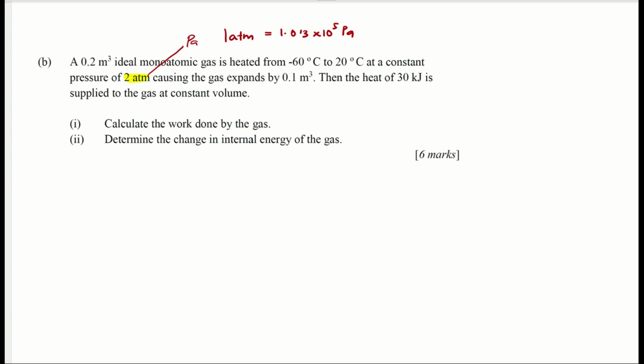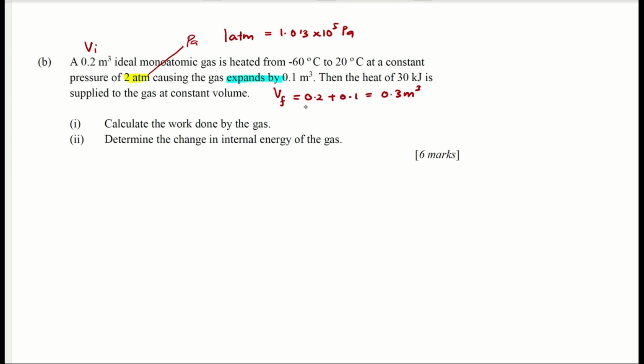Alright. So causing the gas to expand by. So expand by means that, okay, let's say the V initial is 0.2 meter cube. So V final is equal to 0.2 plus 0.1, so it is equal to 0.3 meter cube. Okay, itu maksud dia expand by 0.1 meter cube. Then the heat of 30 kilojoule is supplied to the gas at constant volume.